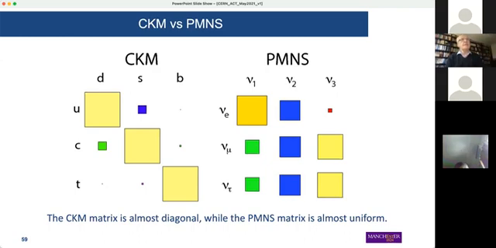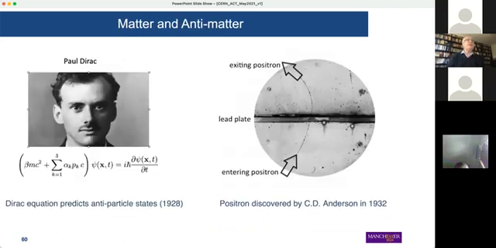The CKM matrix is mainly diagonal, and the off-diagonal terms are really small. The neutrino matrix looks much more democratic or uniform. Now, this is an interesting observation. We don't really understand, but it could be some underlying symmetry, and it just shows you that neutrinos behave quite differently. Now, let me just quickly talk about a little bit motivate the CP violation measurement.